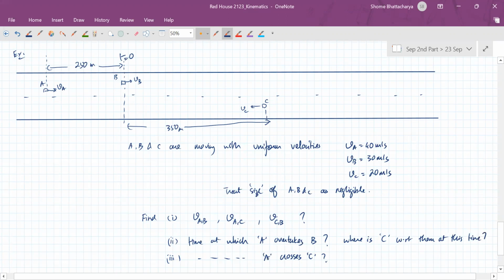So when A is overtaking B, A and B are more or less at the same position. So with respect to them, where is C? And similarly, where is B with respect to A and C at this point of time, when A and C are crossing each other? Okay. So pretty simple question again, but again you will see that using relative motion makes life very simple.